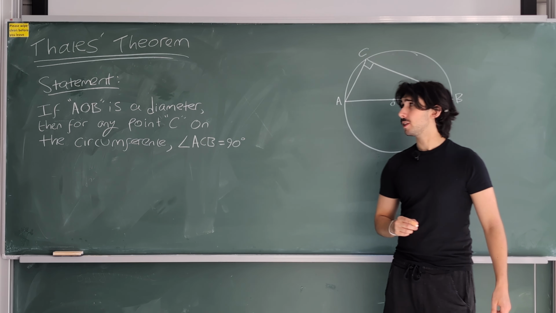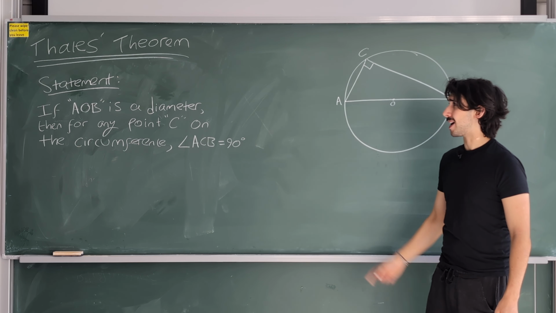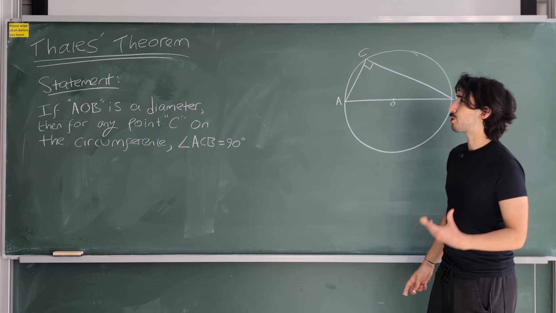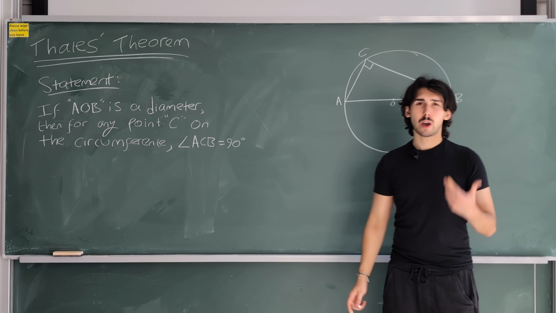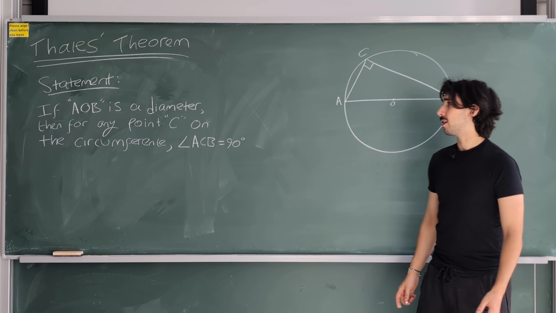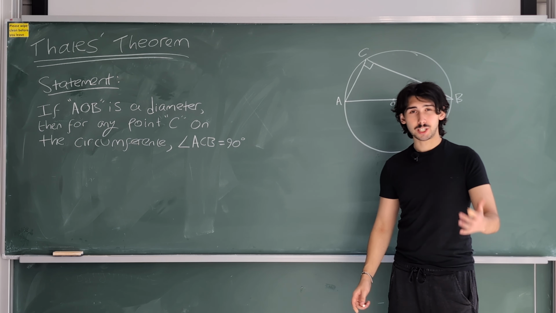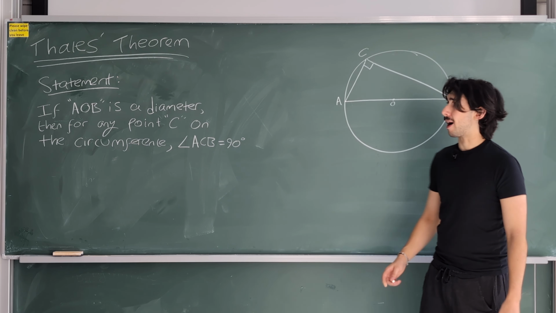In this video we're looking at something called Thales' theorem. That is how you pronounce it, Thales. It's not Thales or Thales, it's Thales' theorem. Thales was a very ancient mathematician and he came up with this thing, a circle theorem from GCSE maths that we have to know about.